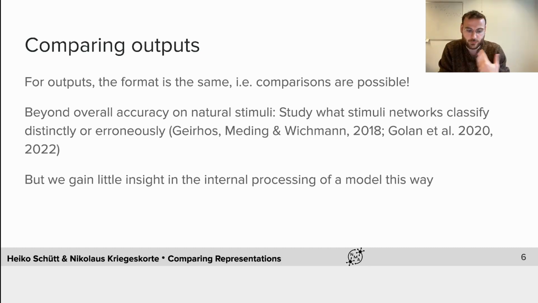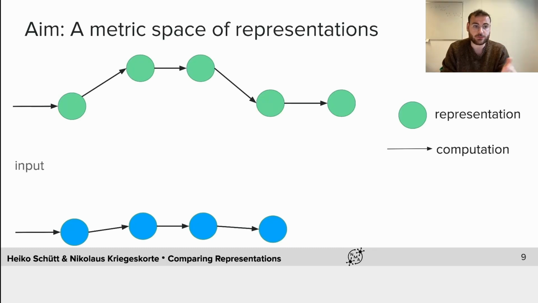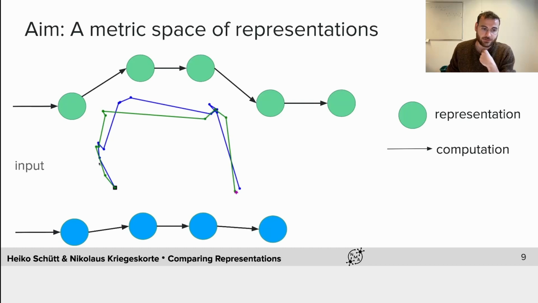And in most cases, as we've seen, the functions are really hard to compare. So what we usually do is just compare representations. This is what we'll do to understand the internal processing of deep neural networks. And here, the aim is essentially to find a kind of metric space of representations, right? So if we have two networks with multiple intermediate representations, we want to find a way to measure the similarity of each pair of representations such that we can embed them into a space where how far they are apart corresponds to how similar they are, right?